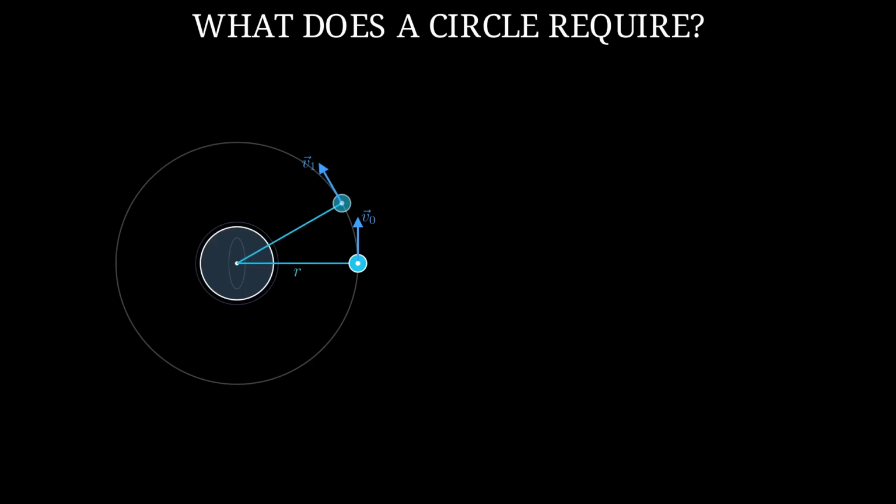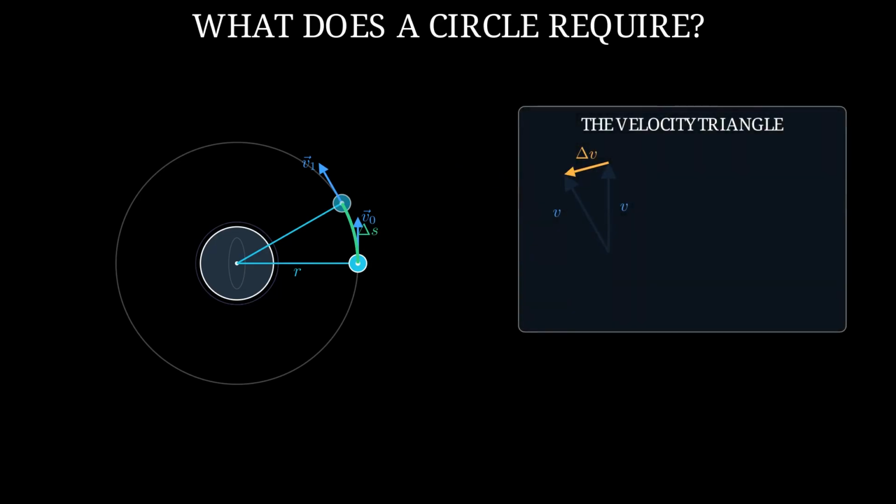A circle adds one geometric requirement. Compare two nearby positions separated by a small angle. The probe travels a short arc length during the interval. Its velocity vector rotates through the same small angle. The triangle formed by the two radii has the same shape as the triangle formed by the two velocity vectors.